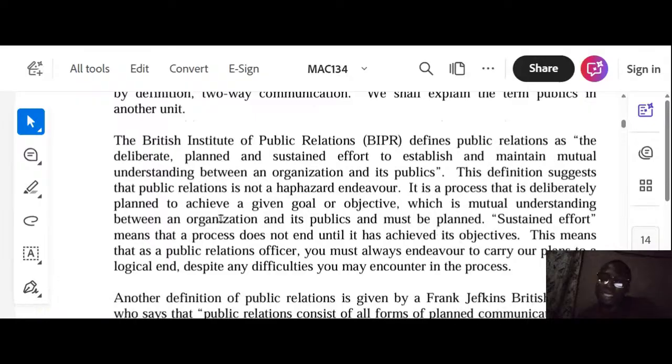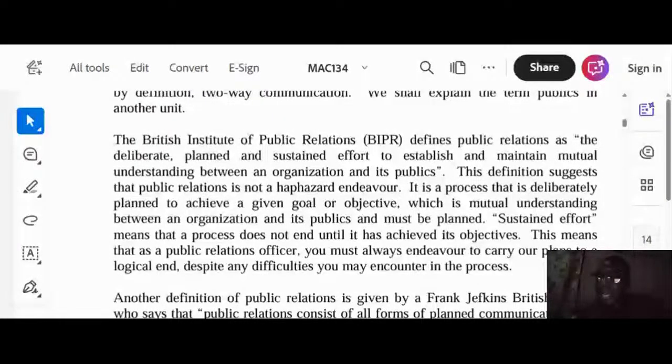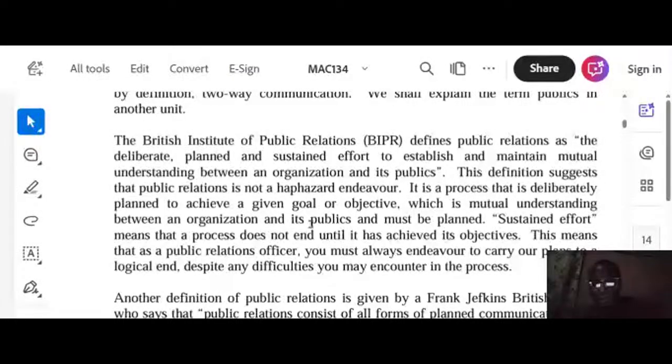So this definition suggests that public relations is not a haphazard endeavor, something that just happens anyhow on its own. No, it is planned and it is sustained. It is deliberate. You have to plan, you have to know what you want to do, you have to be intentional about it. According to BIPR, the British Institute of Public Relations, they own that definition.